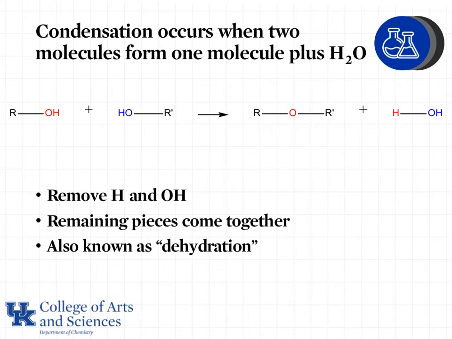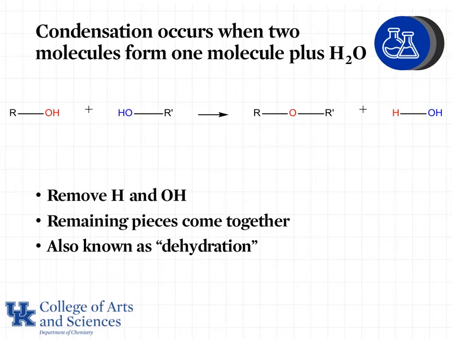During the condensation reaction, we will remove an H and an OH and then bond the remaining pieces together. Remember that R represents the rest of the molecule, so we see that in both of our reactants and in our product. And the difference between R and R prime is there just to indicate that these could be the same R group or they could be different R groups. Either one will work.